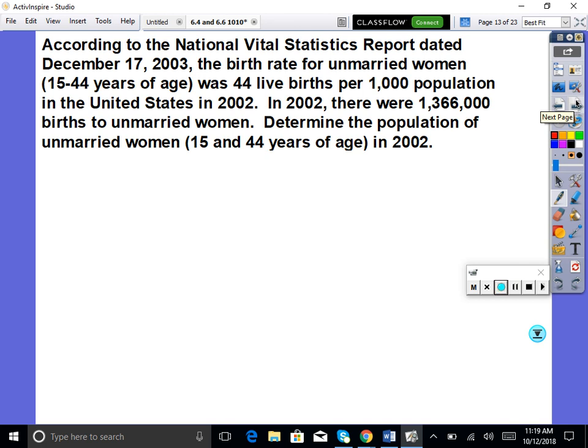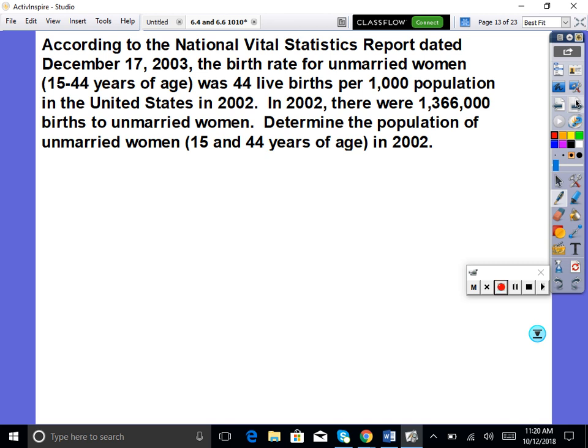So it says, according to the National Vital Statistics Report dated December 17th, 2003, the birth rate for unmarried women 15 to 44 years of age was 44 live births per 1,000 people. There's a lot of unnecessary information in there. What's going to be important? 44 births and 1,000 population probably. So it says, in the United States in 2002, there were 1,366,000 births to unmarried women. Determine the population. So what really matters? Birth and population, right? Birth and population.